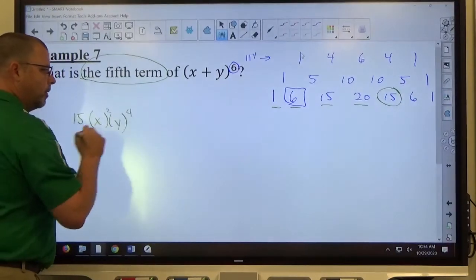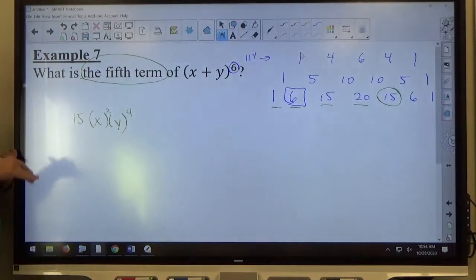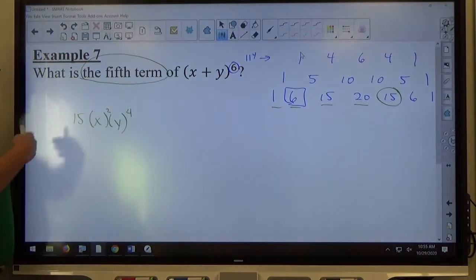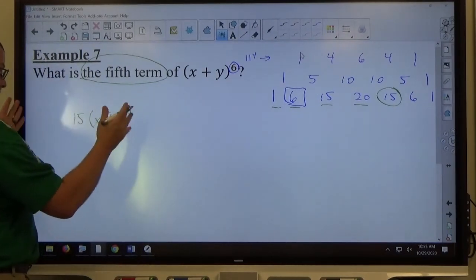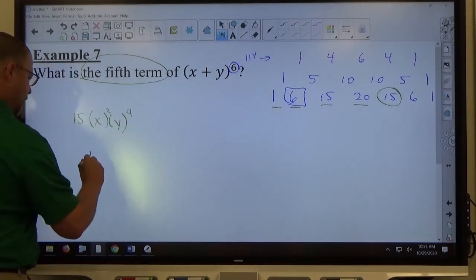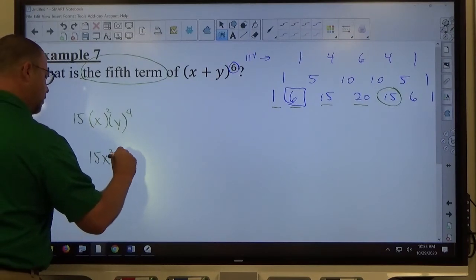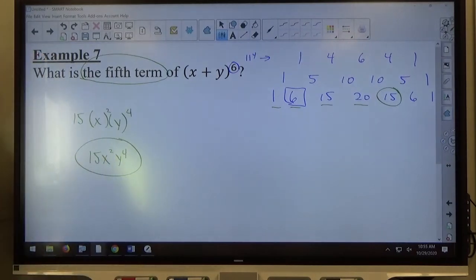So again, I don't have to do every single bit of the problem. I'm just trying to find one specific term. I'm going through what the technique is, but I'm not writing everything down because I don't need all the answers. This is it, and then if I simplify as much as possible, all I can do is make, without the parentheses, 15x squared y to the 4th. That is the 5th term of that sequence.